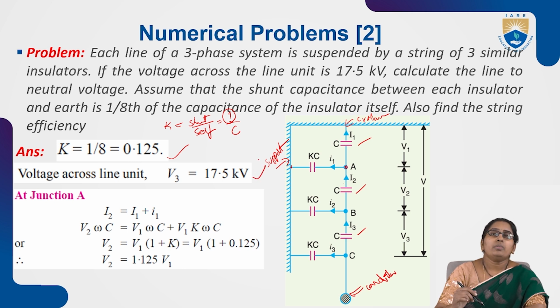Now at the first junction A, writing KCL: the sum of incoming currents is equal to the sum of outgoing currents. What are the incoming currents? At junction A, it is only I2. So capital I2 is equal to the remaining two currents, which are leaving currents: capital I2 equals capital I1 plus small i1.